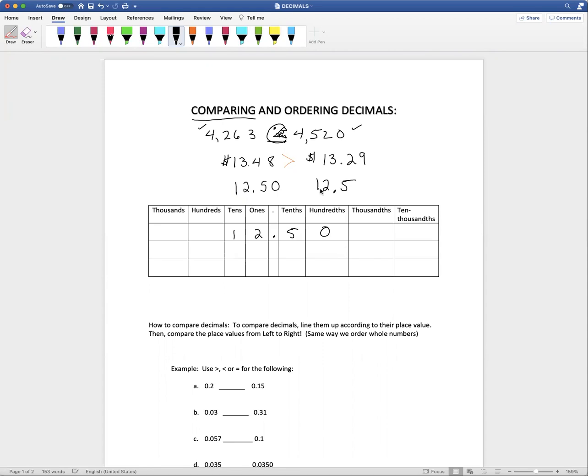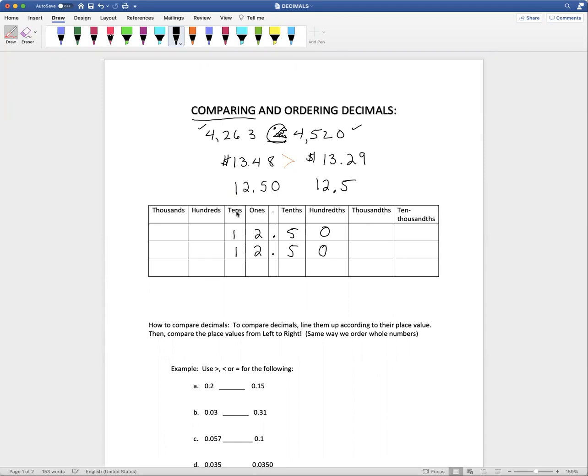Okay, interesting. Let's compare that with this number. 1 ten, 2 ones, decimal, 5 tenths. What about the hundredths here? Well, notice that this one doesn't have any hundredths, right? There's nothing in that place value. If it doesn't have any, you can write a 0 there to represent that.